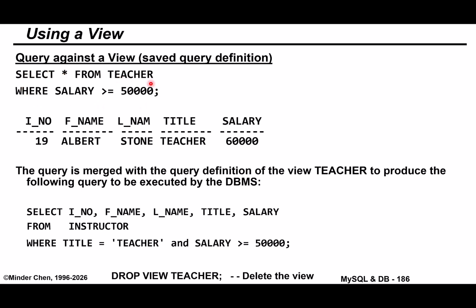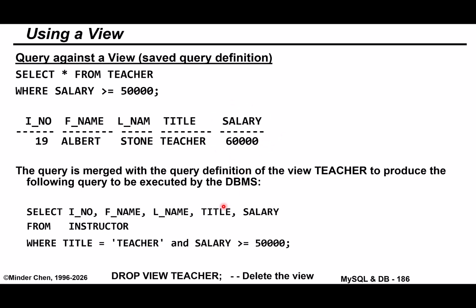If we query that view, I usually call it query the query. I like it because a view is really defined based on a select statement. That's a query. So if you say select everything from the teacher view, it can be from table or from view, where salary is greater or equal to 50K, we have 2 teachers, but only Albert Stone has a salary of more than 50K. So this will be returned.